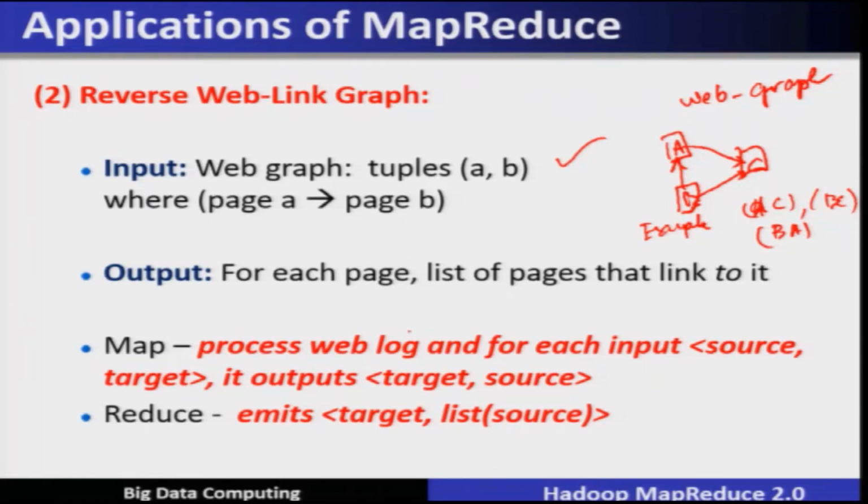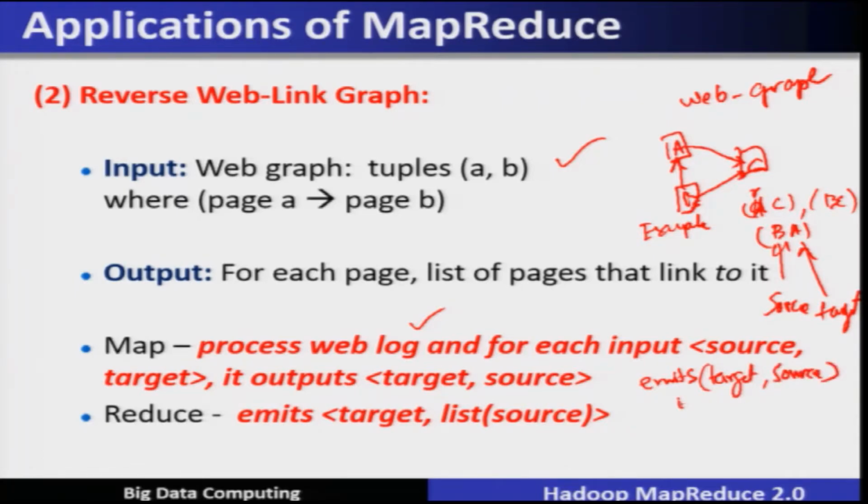As far as the map function is concerned, on getting this as the input, these are the edges which are given as the input to the map function, that means the source and the target. This is the source and this is the target. What it does is it emits the target and the source.